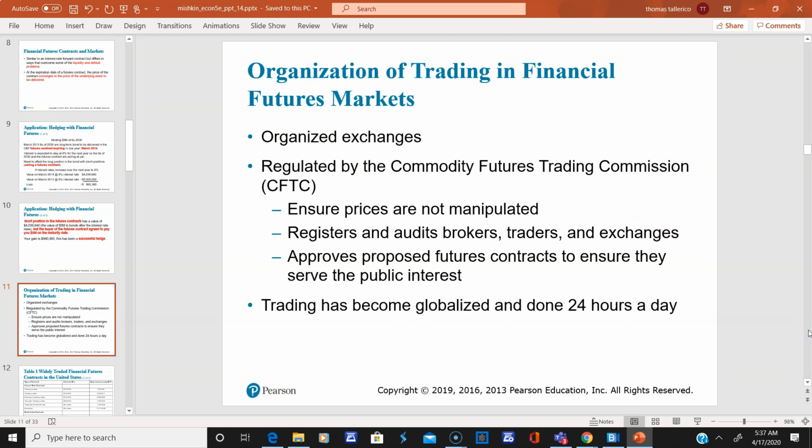All right. So these contracts are traded on organized exchanges all over the world, many in Chicago in the United States, the Chicago Board Options Exchange, the Chicago Mercantile Exchange. There are many derivative trading organizations. There's Eurex in Frankfurt, Germany. And the important thing is they're organized exchanges. And they're regulated by the Commodities Futures Trading Commission here.